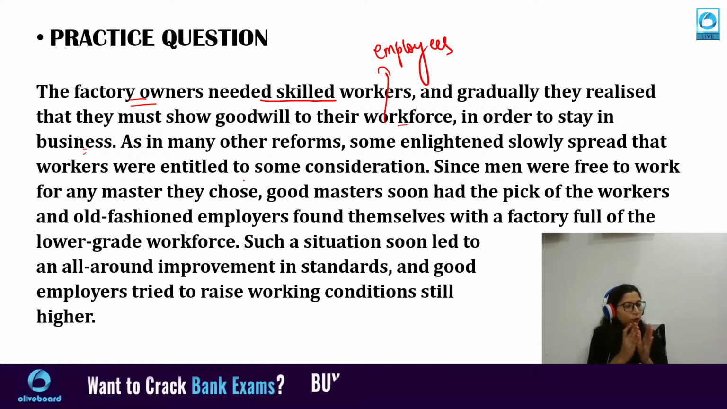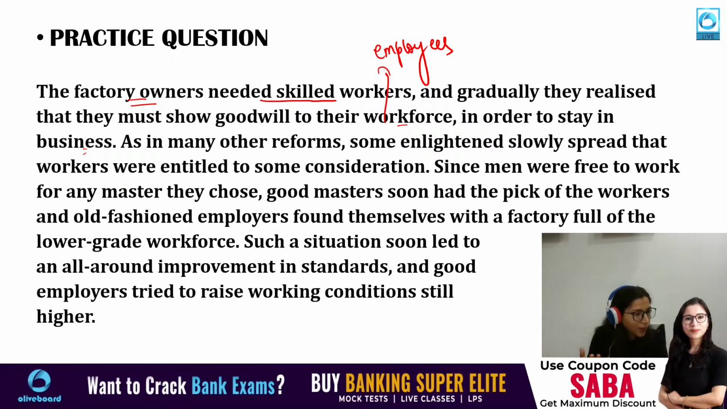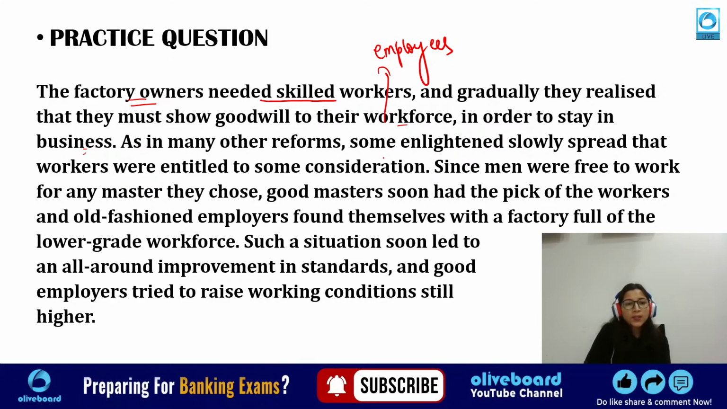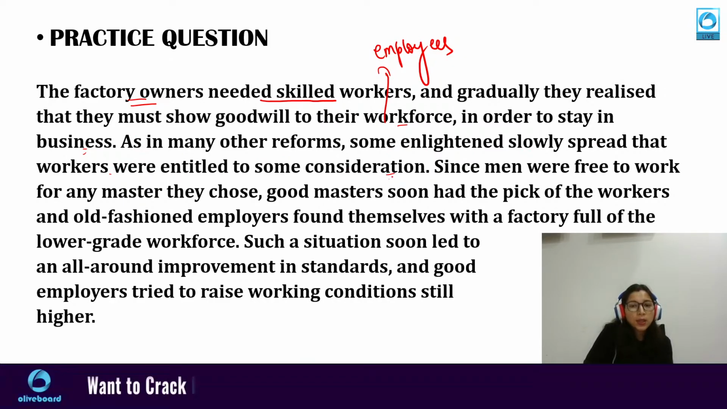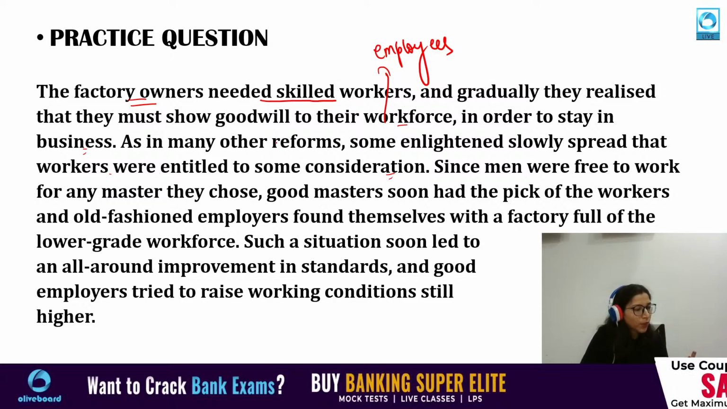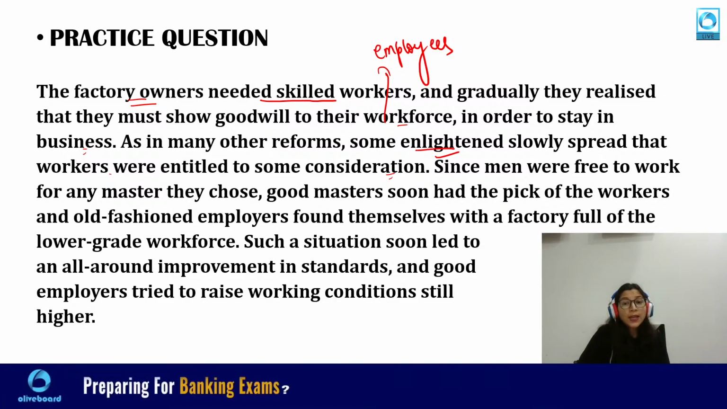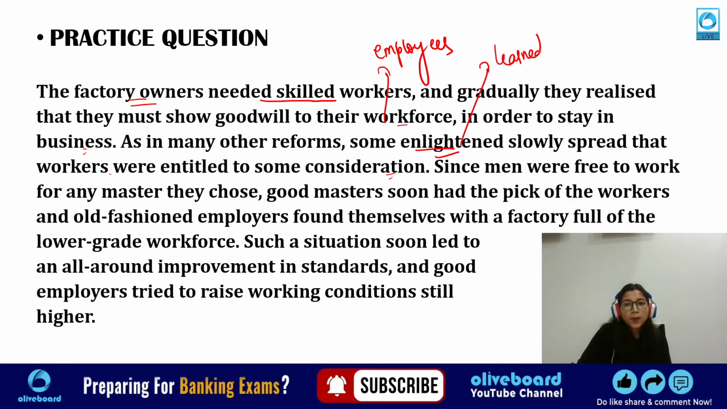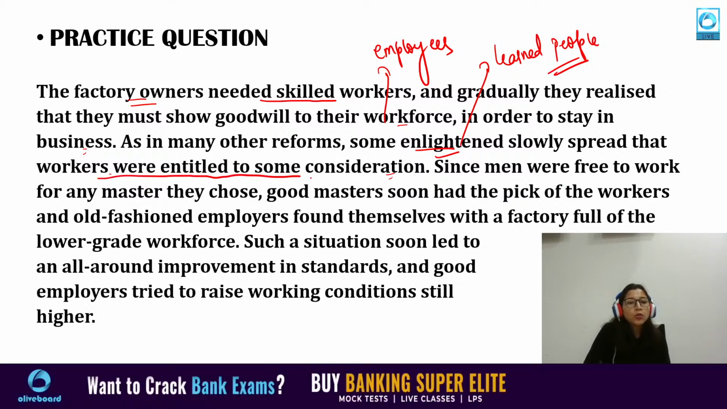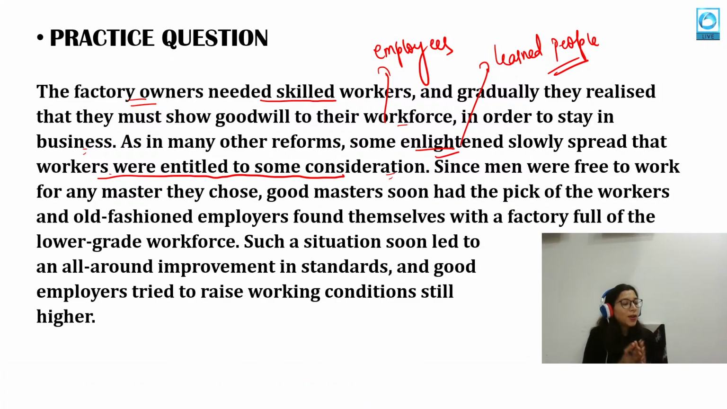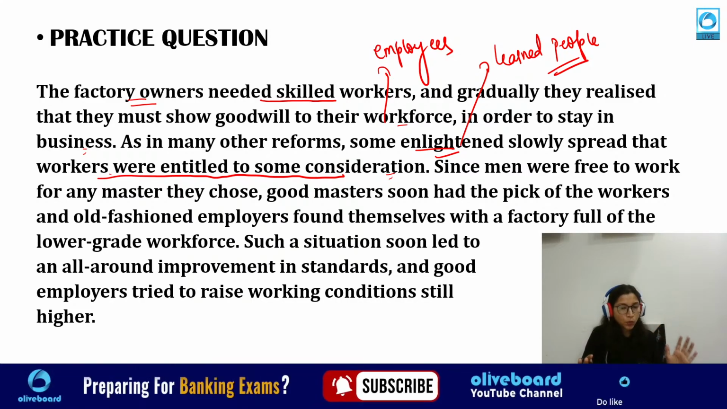Because उनको अब ये समझ में आने लगा कि अगर वो अपने एम्प्लॉयज के साथ अच्छा ट्रीटमेंट नहीं करेंगे, उनको अच्छी कंडीशन नहीं देंगे काम की, तो they won't be able to improve their business. Next, as in many other reforms, some enlightened slowly spread that workers were entitled to some consideration. Now, जैसे बाकी सारे reforms में हुआ था, उसी तरह यहाँ पर भी what happened? Some enlightened means what? Literate people, learned people. Okay, they started preaching, they started spreading the thought that workers should also be given some consideration. Their condition should also be considered. So they started preaching all these things. They started spreading all these news. Okay.